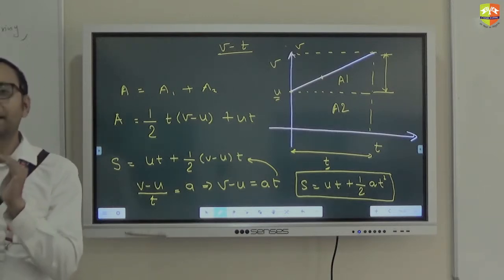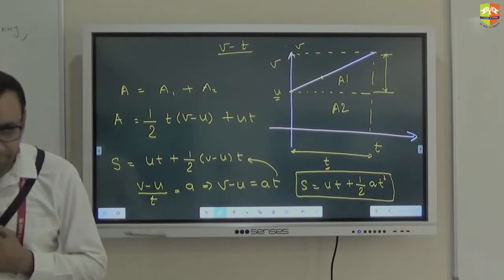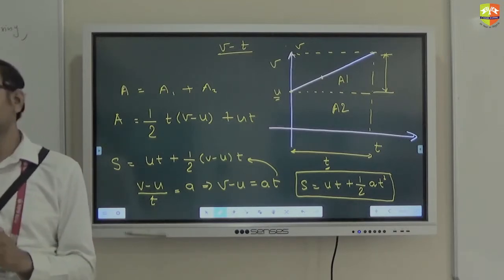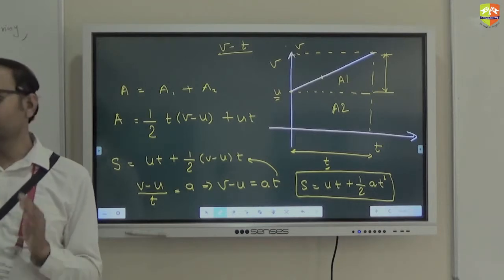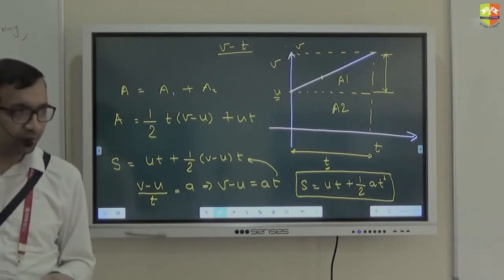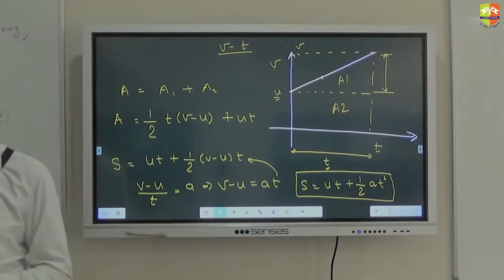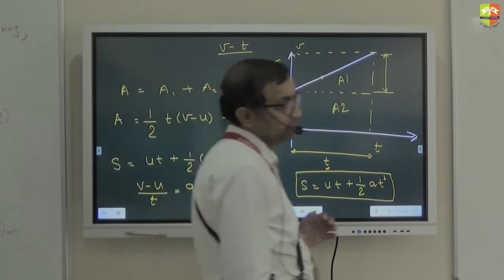Area above the time axis is taken as positive. Area below the time axis is taken as negative. Okay, it makes sense because below the time axis velocity becomes negative, so displacement will decrease now. Area above the time axis is taken as positive and area below the time axis is taken as negative.